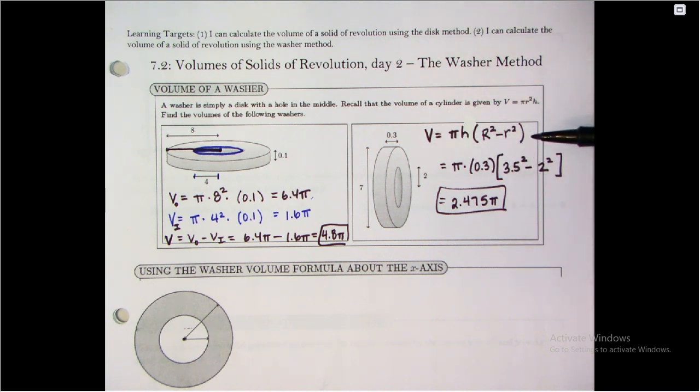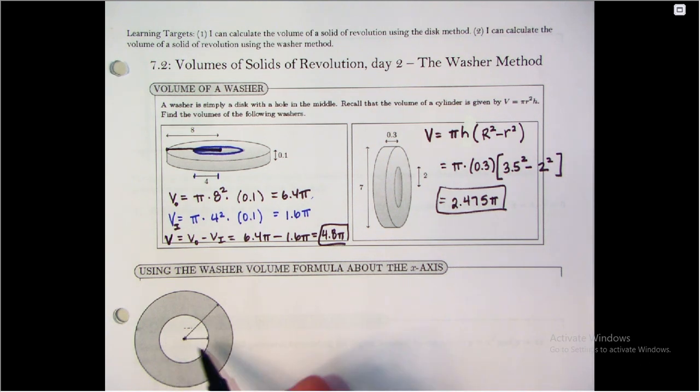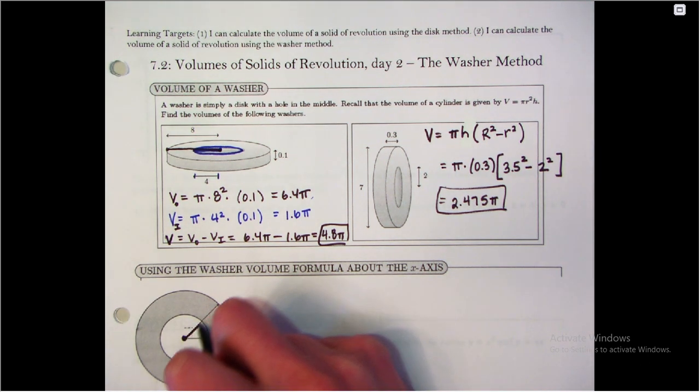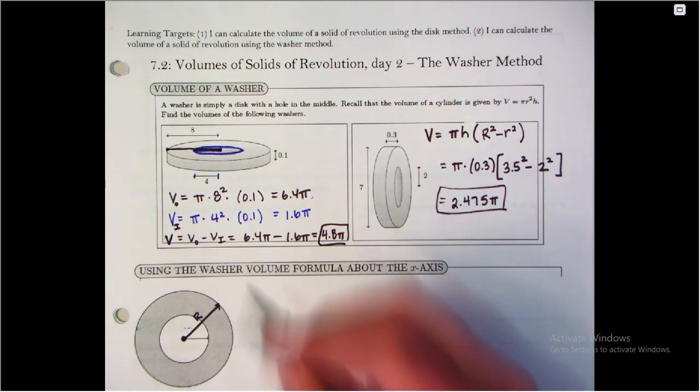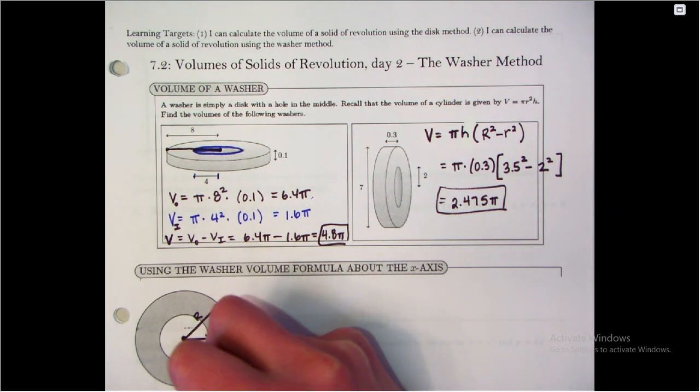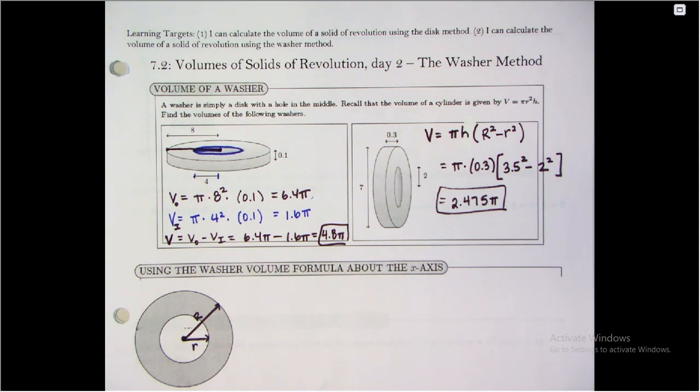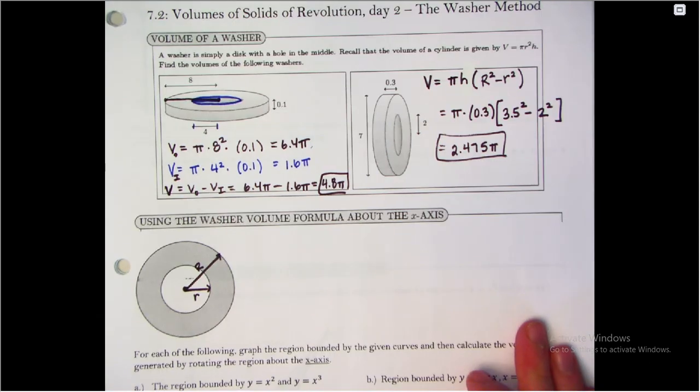The difference with the washer method is essentially that you have that hole in the center. So we're going to continue to call capital R the outside radius, as if you did not have a hole drilled through the center. And we're going to continue to use little r to represent the empty space, or the radius of that inner cylinder on the inside.